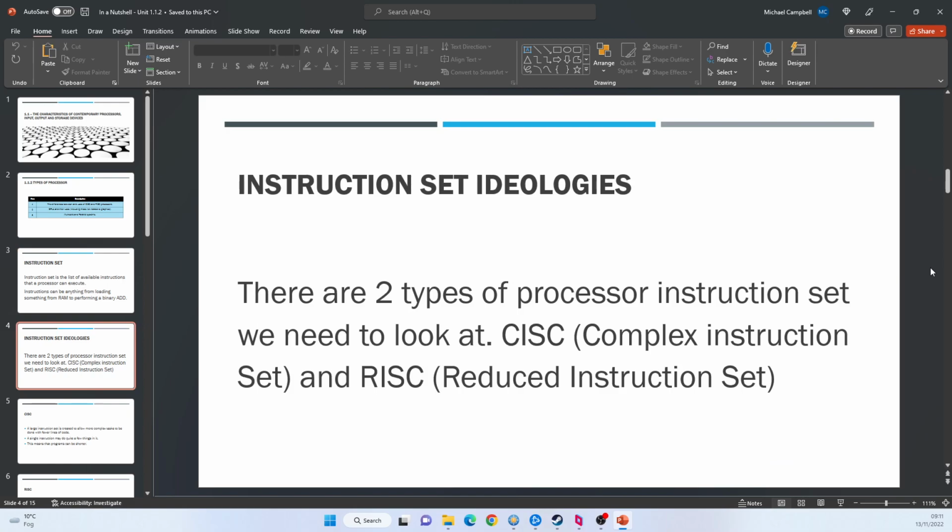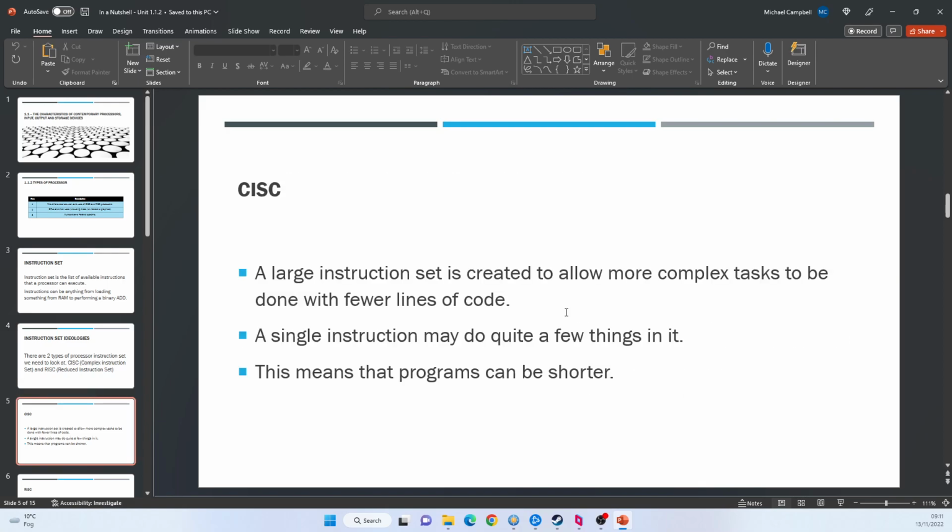So there are two types of processor instruction set that we need to look at. One is called CISC, which is the complex instruction set, and one is RISC, which is the reduced instruction set computer, by the way, that's what the C is, but I didn't bother putting that on. So CISC essentially has a large instruction set. So there's lots and lots of instructions which are very specific. As we go along, I'll explain it a bit better, but think of it as it has very complex instructions.